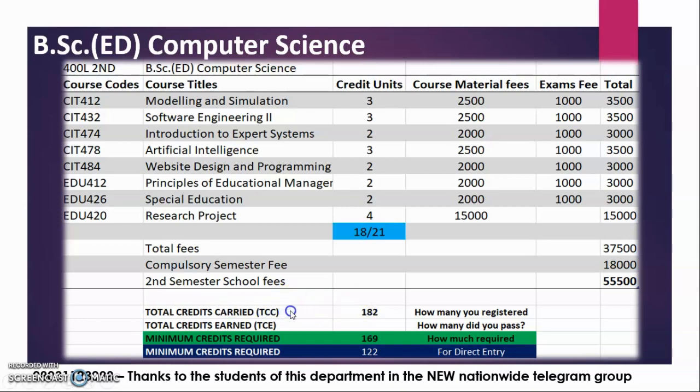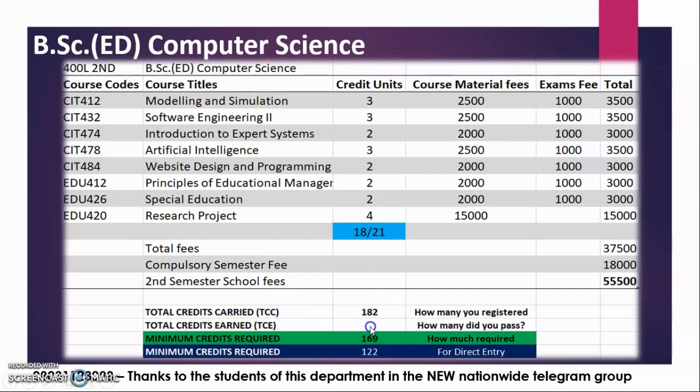Okay, now here comes the deal. You have carried or registered 182 credit units. That's the total across all the semesters. 182 units, that's how many you registered. Now, how many did you earn? That is, total credit units earned are the ones you passed after writing the exams. Only you know that one. I don't know, so that's why it is empty.